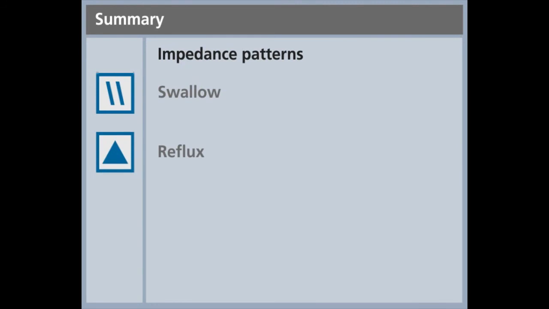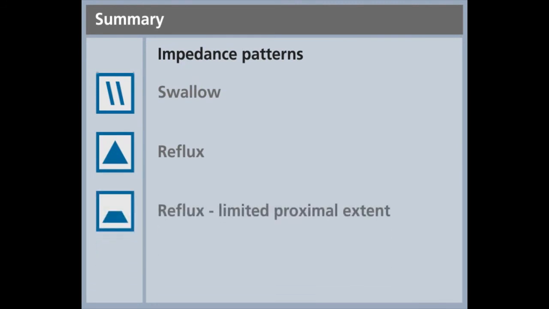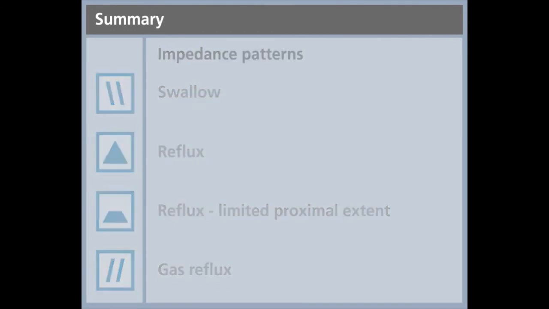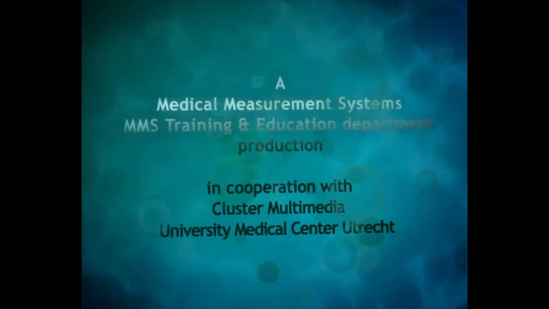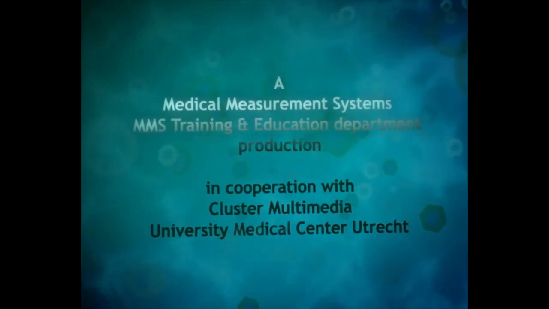These are the impedance patterns: a swallow, a reflux episode reaching the proximal esophagus, a reflux episode with a limited proximal extent, and a gas reflux episode. The shape of the impedance pattern informs us of the proximal extent of the reflux episode. The next step will be the impedance pH examination procedure.